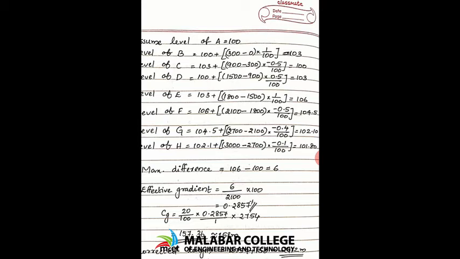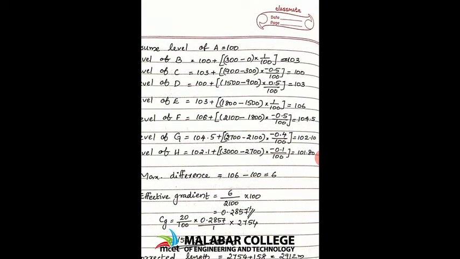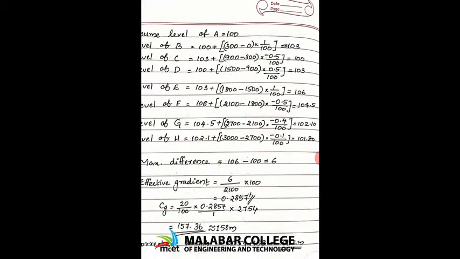The x distance is equal to 300 minus 0, that is 300 into the 1% gradient, that is 1 by 100. Tan theta is equal to 1 by 100. Then we get 103 meter, which means point B is 3 meter above A.